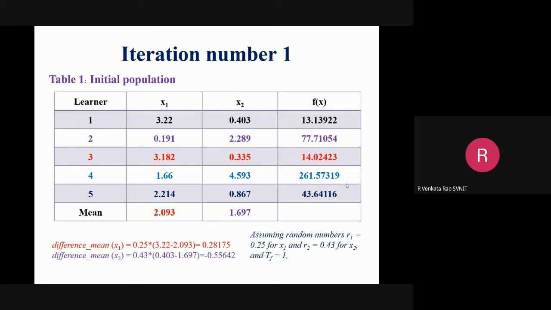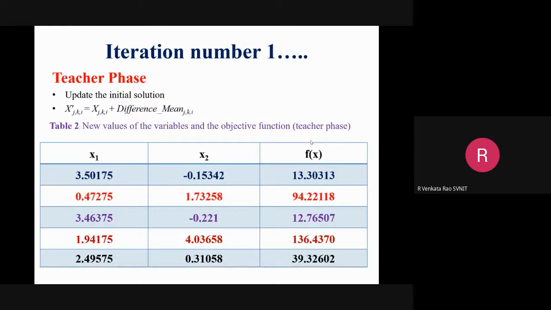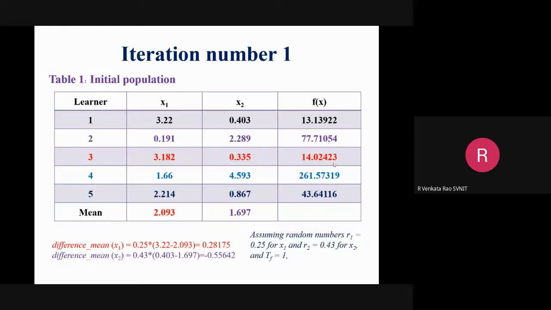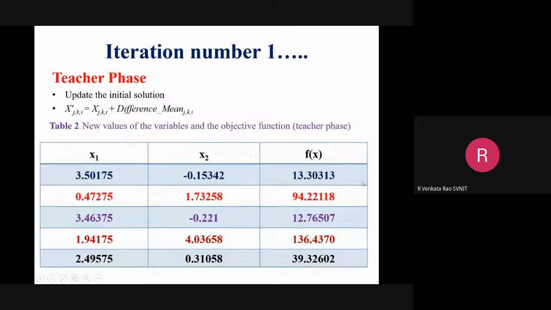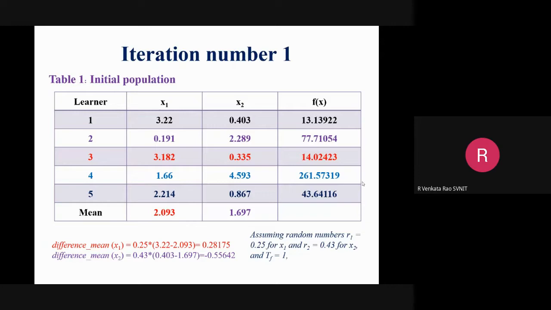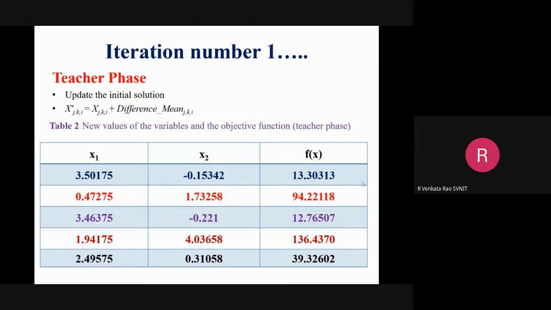Next is table 3. Now the old solution for learner 2 is 77.71. 77.71 is the fx value for learner 2 in the old solution. And in the new solution, it is 94.22118. As it is a minimization problem, whichever is lowest is better. So the old solution is better. For learner 3, the old solution is 14.02. And for the same learner 3, the new solution is 12.76. Here this is the minimum, so 12.76 we take here.